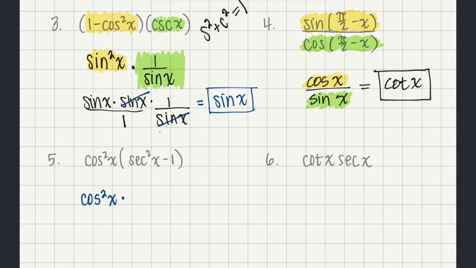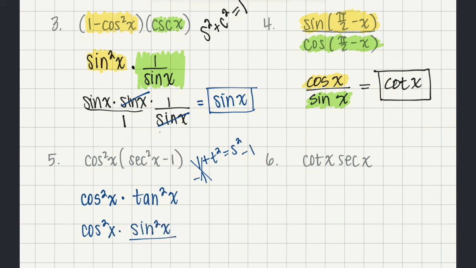So I have cosine squared of x, secant squared of x minus 1. This is a Pythagorean identity: 1 plus tangent squared equals secant squared. If I subtract 1 from both sides, then secant squared minus 1 is tangent squared. And then tangent squared is sine squared over cosine squared. And the cosine squareds cancel out, so our final answer is just sine squared of x.